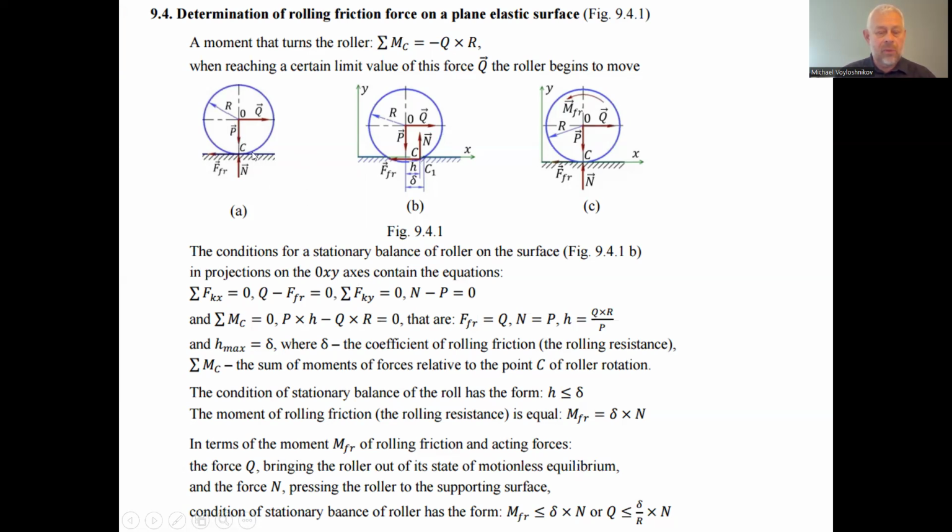The roll is under the action of the force P, the force of the roll weight. The roll is characterized by the radius r, and the point 0 we can associate with the reference point of the coordinate system. We have the tangential force Q applied rightward at the point 0 level, and this roll experiences the friction. The friction is not like the dry friction, the sliding friction. This is the resistance to the rolling.